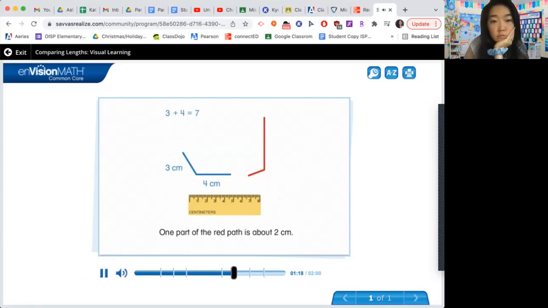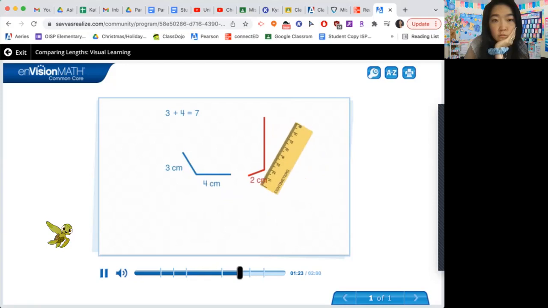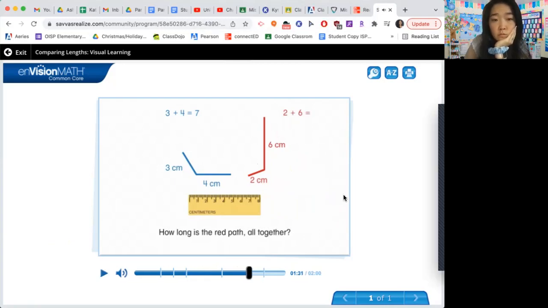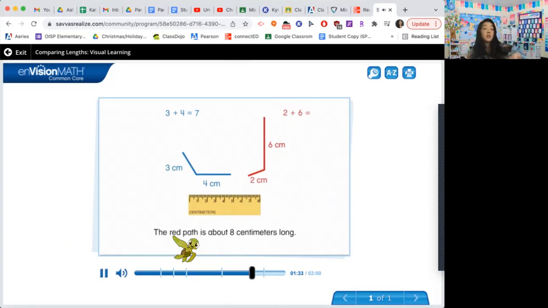One part of the red path is about 2 centimeters. The other part is about 6 centimeters. How long is the red path altogether? So if this part of the path is 2 centimeters and this part of the path is 6 centimeters, how many centimeters is it altogether? Oh, put it in the chat. Thank you. Russell and Eva, you're correct. 8. Thank you, Ava. You're correct. The red path is about 8 centimeters long.